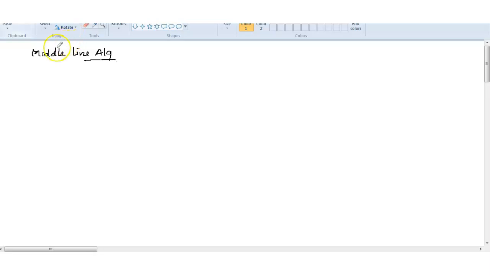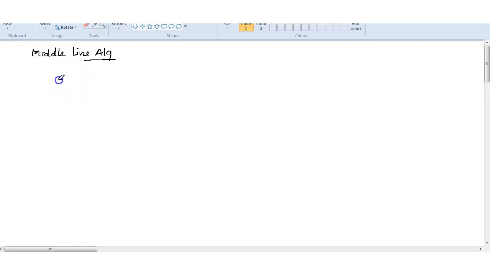In this algorithm, the midpoint line algorithm, which is also called the Bresenham algorithm in general form, we only work based on addition, subtraction and integer multiplication. So we'll see this algorithm here.